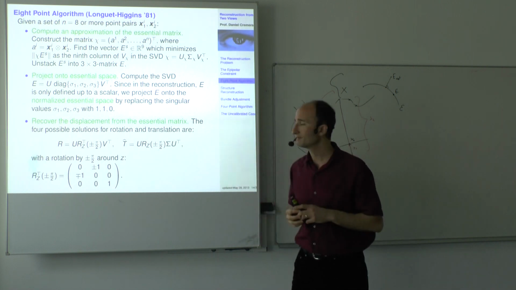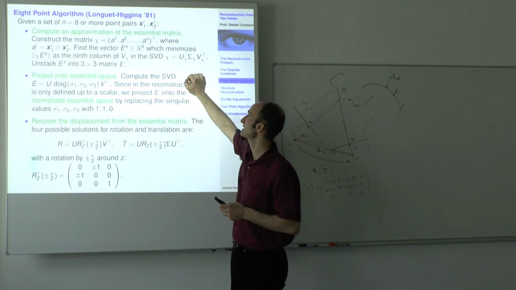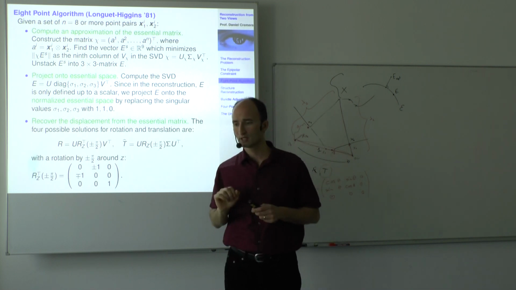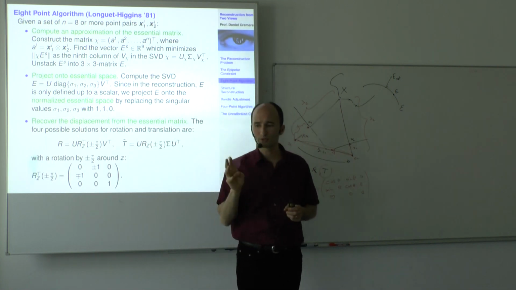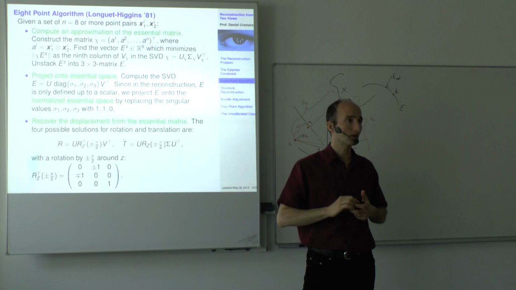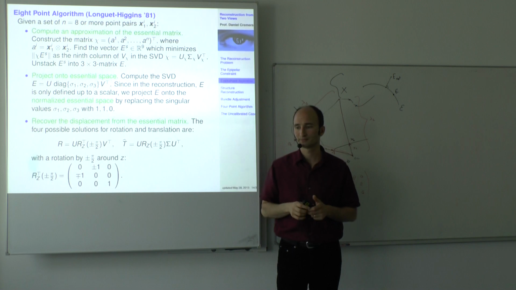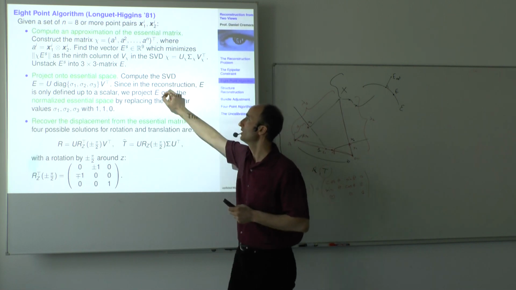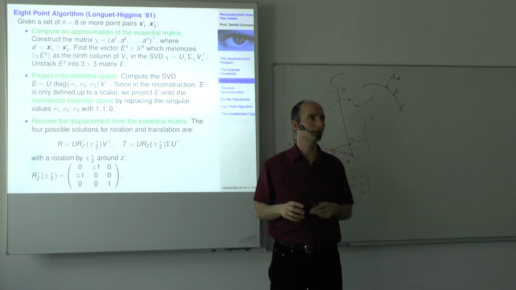And how do you typically find the null space? What you do is a singular value decomposition of that matrix chi, and then select the vector in the matrix V chi that corresponds to the last, the 9th column of V. That is the smallest singular value. And so just using a singular value decomposition, we get the vector E stack that we can then unstack into that matrix E.